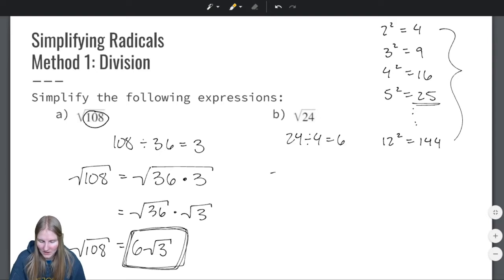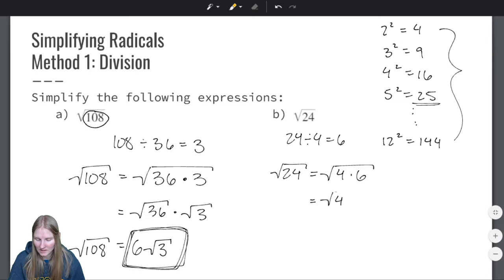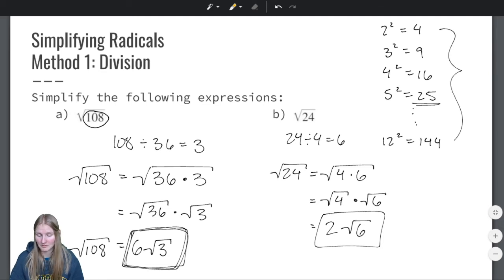So that means that the square root of 24 is equal to the square root of 4 times 6. Then I can split these up. Square root of 4 times the square root of 6. And the square root of 4 is 2. So our final answer is 2 times the square root of 6.